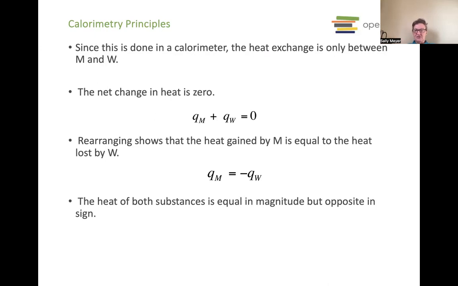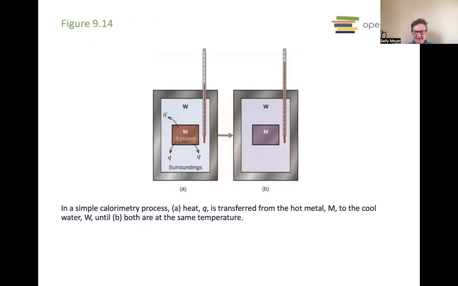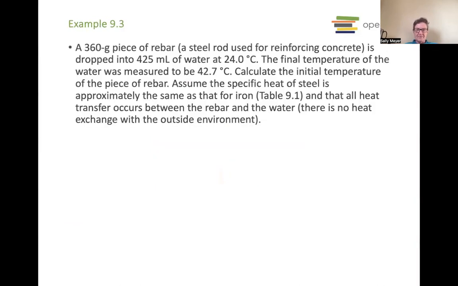But rearranging shows that the heat gained by the metal is equal to the heat lost by the water. And so the heat of both substances is equal in magnitude, but opposite in sign. And this is just a picture of that, looking at putting the metal in there and waiting for it to both be purple, so they're in thermal equilibrium on the right-hand side.